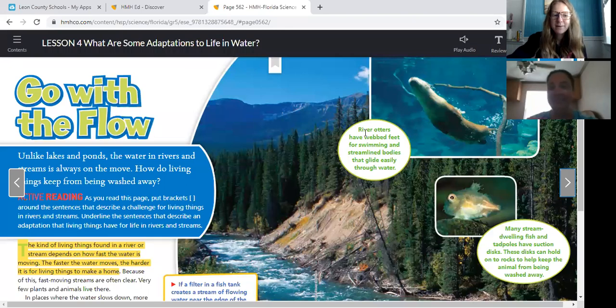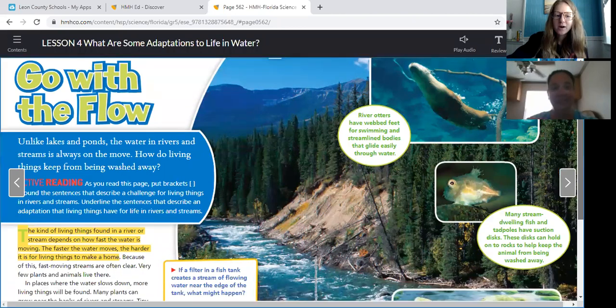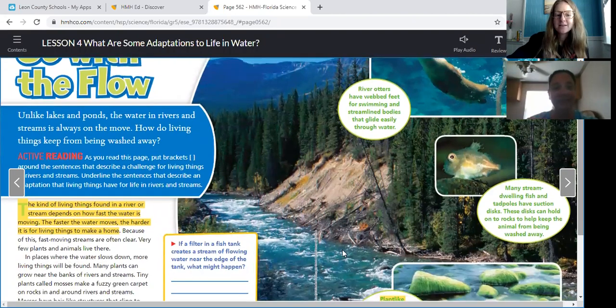All right, our next body of water is rivers. So unlike lakes and ponds, the water in rivers and streams is always on the move. So the animals and plants living here have to have different adaptations or they would get washed away. The kind of living things found in a river or stream depends on how fast the water is moving. The faster the water moves, the harder it is for living things to make a home.